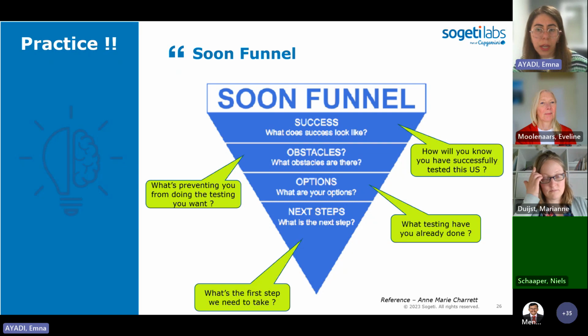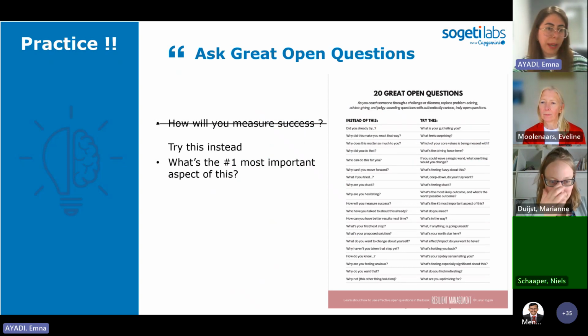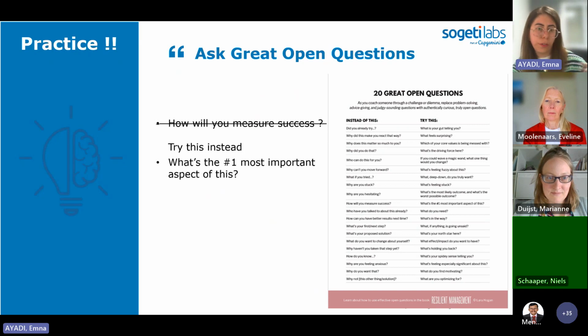It's a great tool. And also, I have another thing to do: ask a great open question. You can combine them with the Soon funnel when you interview people, individuals or teams. So the goal of an open question is to make them think. Even if they won't answer you, try to experience the power of them being silent and let them think. This is part of the coaching. So, for example, instead of asking how will you measure success, try to ask them, what's the most important aspect of this?